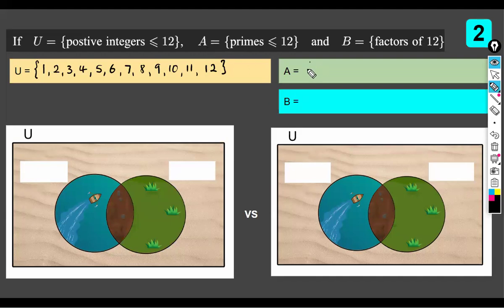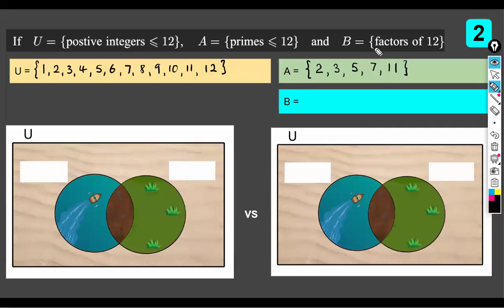So A, what are the prime numbers from 1 to 12? You can't put 1, so we start with 2, 3, 5. 5 is a prime number because 5 can only be divided by 5 and itself. 7. 9 is not a prime number. 11. Everyone agrees with me there? Those are the prime numbers from 1 to 12: 2, 3, 5, 7, 11. I'm going to do a check here. 4 is not a prime number. Somebody said 4, but 4 can be divided by 4, 1, and 2, and 2 goes into 4. A prime number can only be divided by 1 and itself.